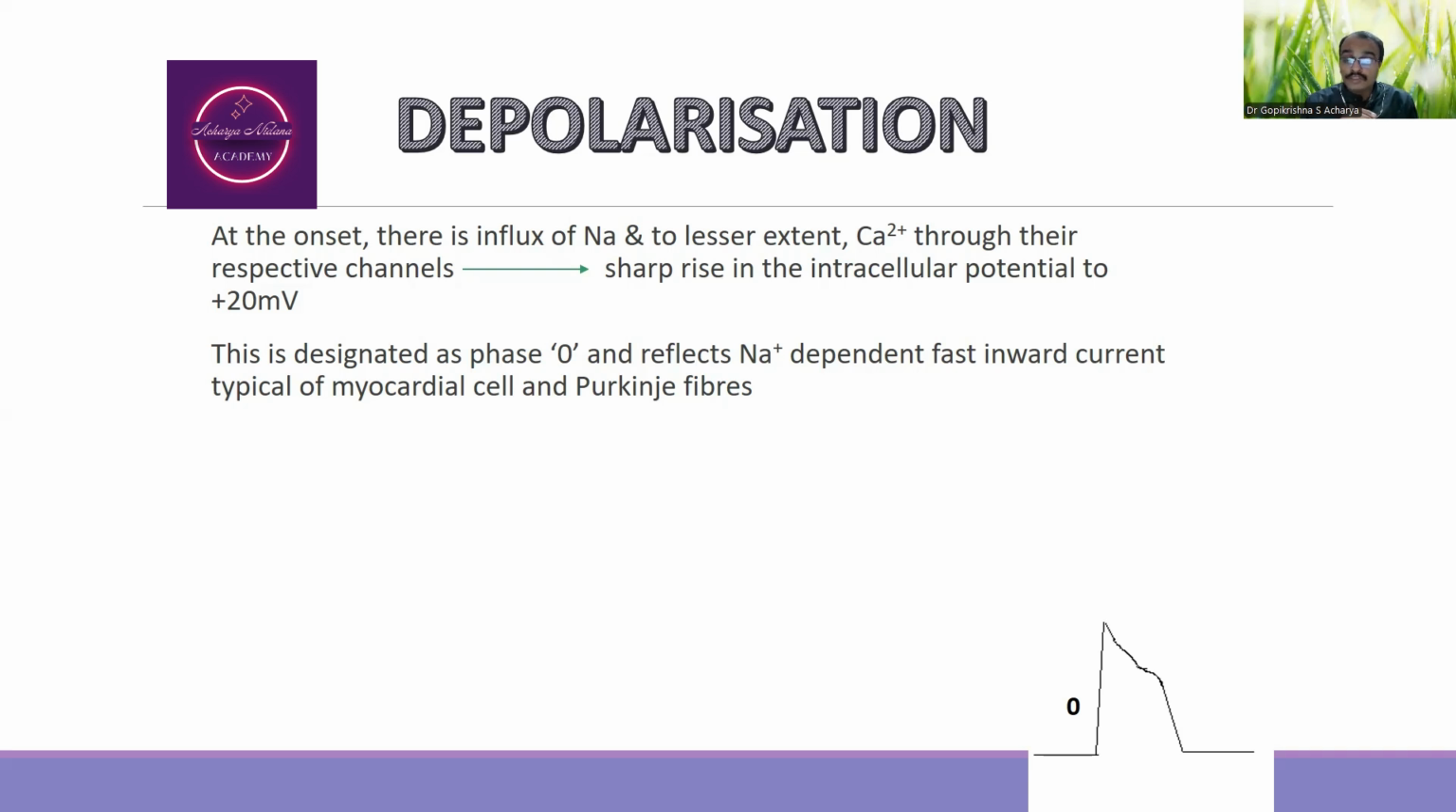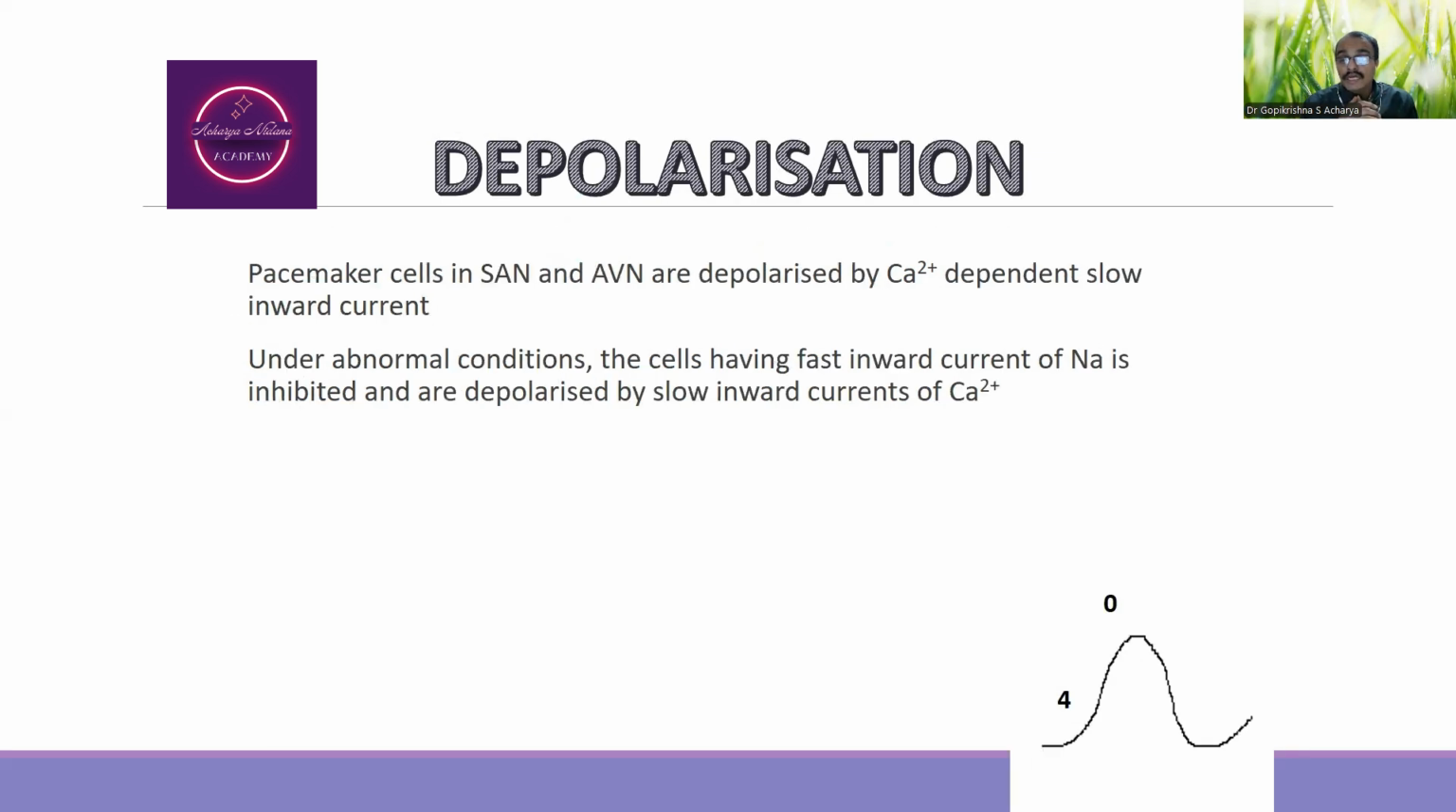The change is from minus 90 to plus 20 millivolt. This is designated as phase 0, and it reflects the fast inward current, which is specifically seen in myocardial cells and the Purkinje system. Whereas depolarization in the pacemaker cells is denoted by 0 and 4, wherein 4 represents the repolarization and 0 represents the depolarization wave.